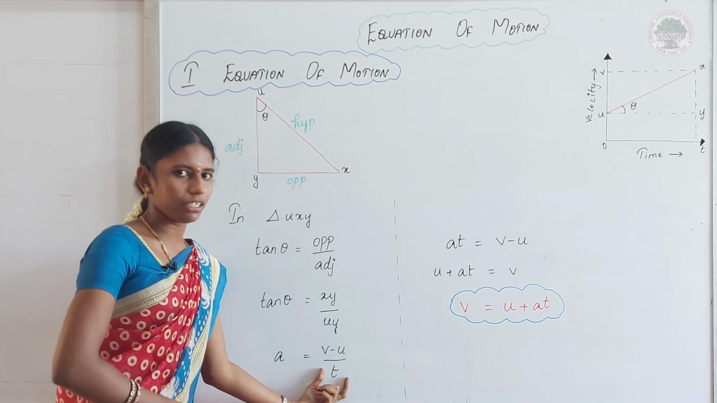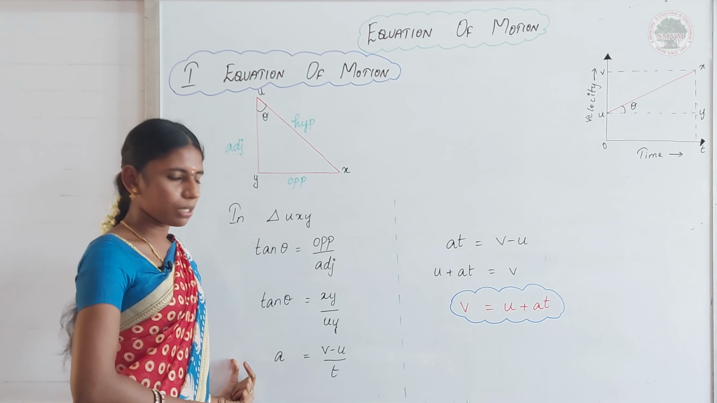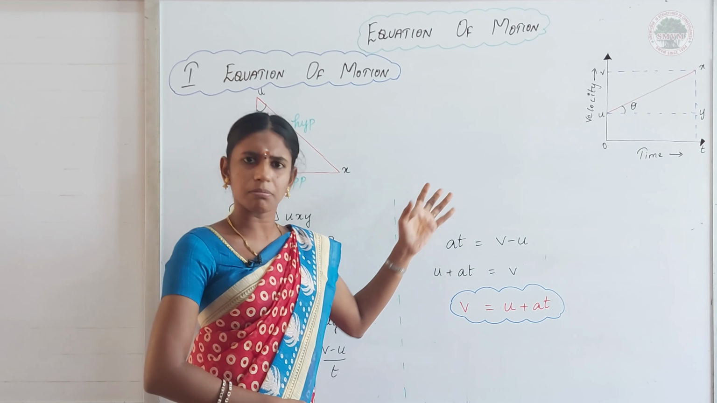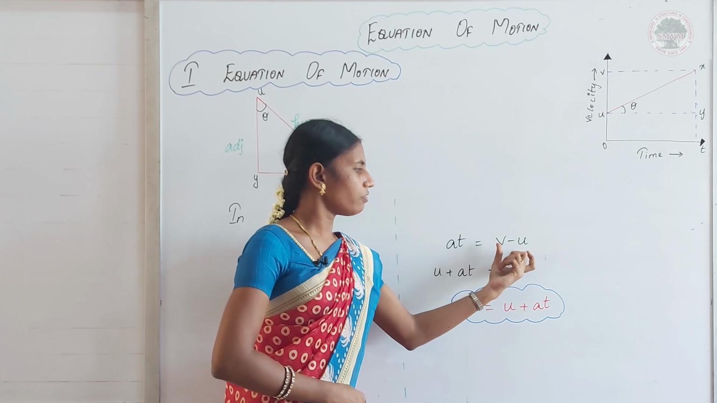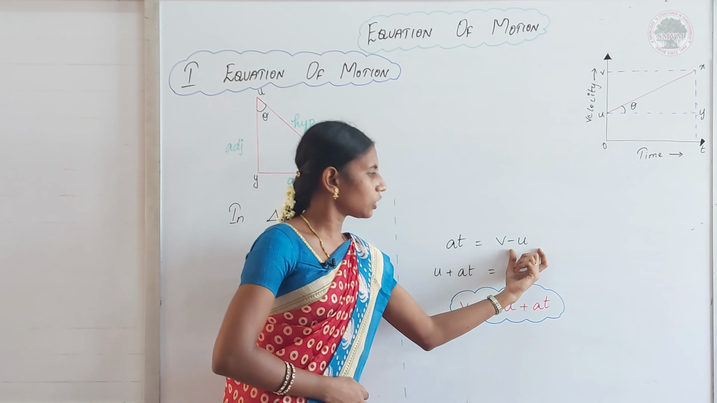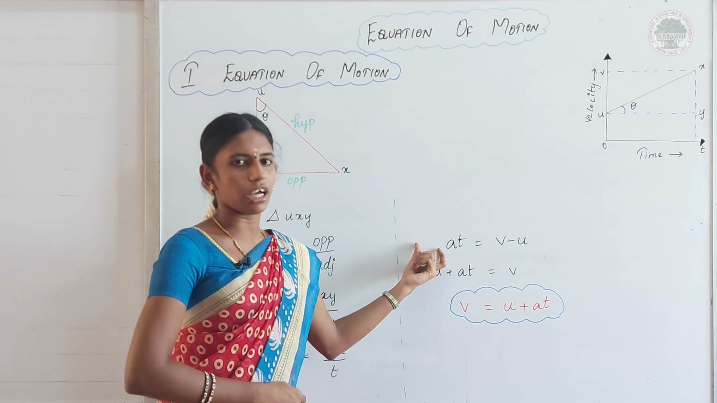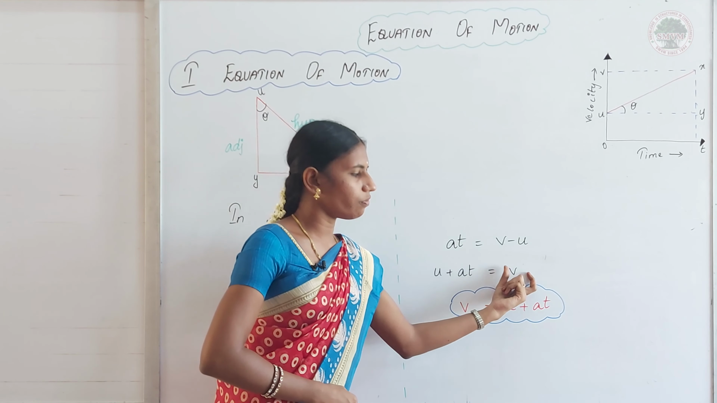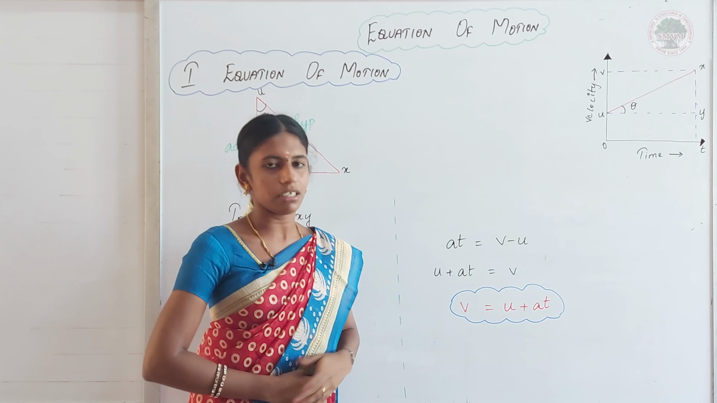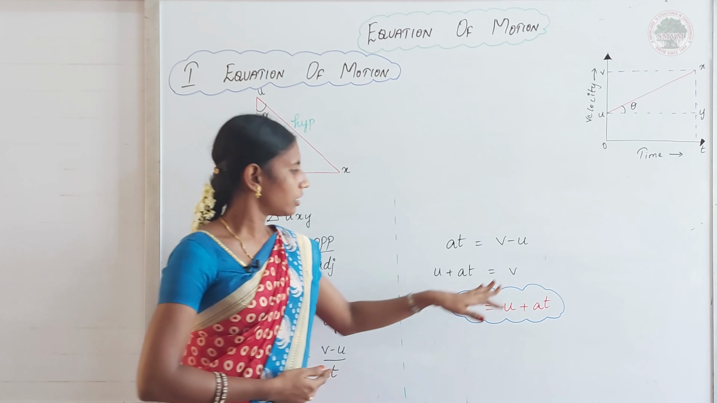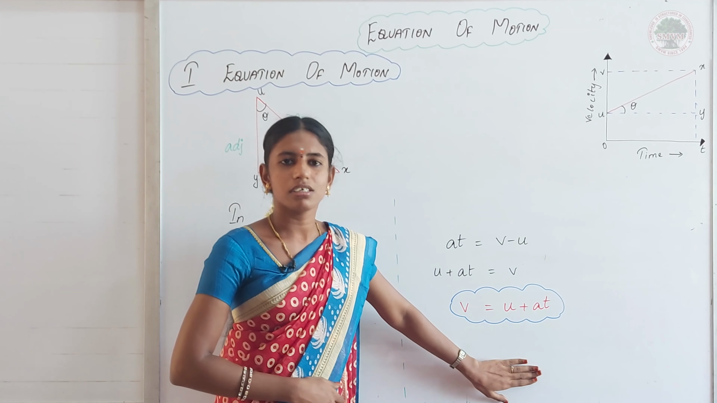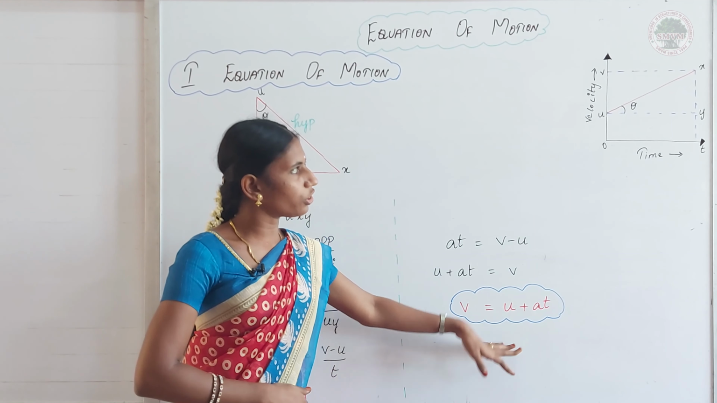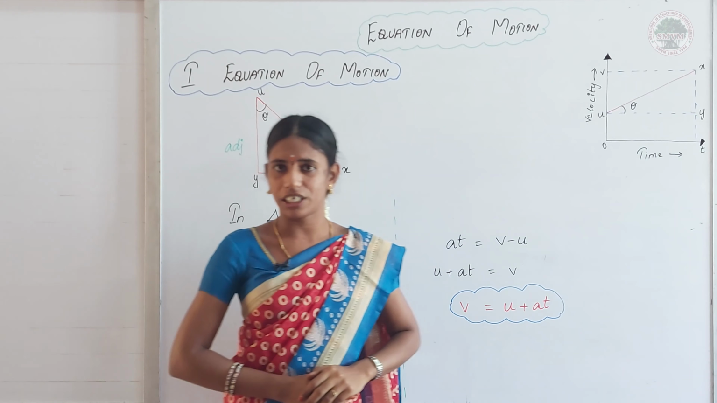This denominator t, when coming to the left-hand side, becomes multiplication. So at is equal to v minus u. It's just a simplification. And minus u on the right-hand side, when shifted to the left-hand side, becomes plus u. So u plus at is equal to v. So what's the first equation? v is equal to u plus at. Just by rearranging, we have got the first equation of motion, v is equal to u plus at. For this, we take the slope of the velocity-time graph.